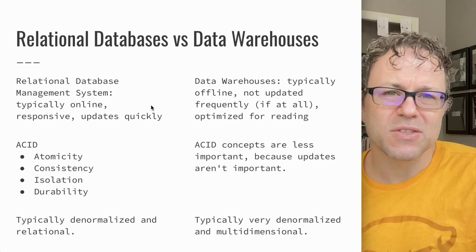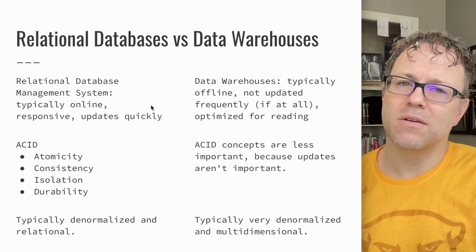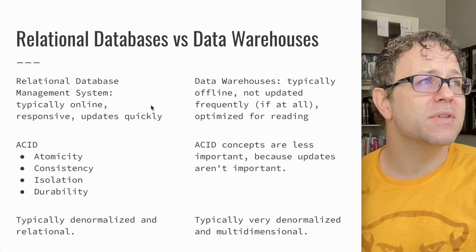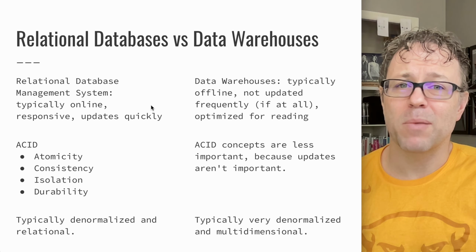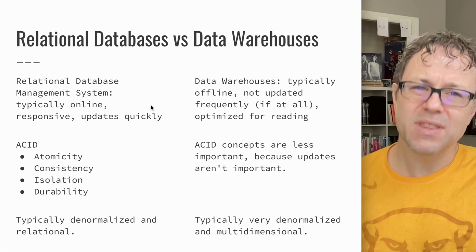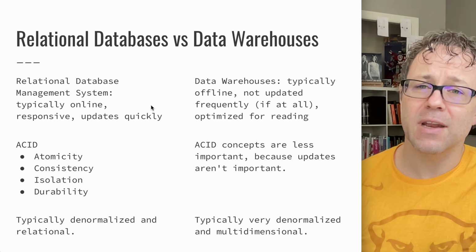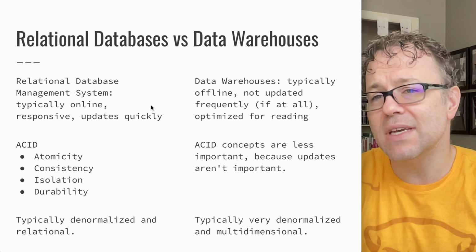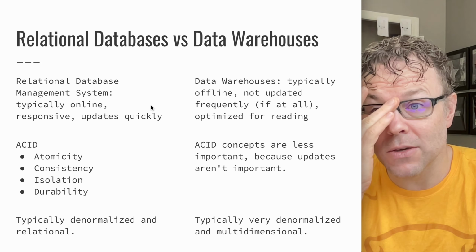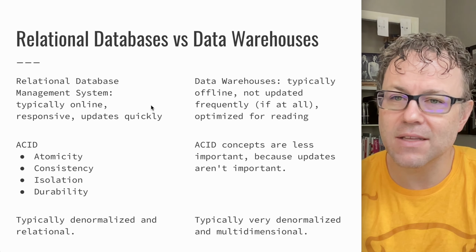Whereas a data warehouse is typically not something that's online, probably not updated frequently, if it's ever updated. Data warehouses are often populated with data dumps from a database, but these are optimized for reading. We want them to be really fast for all sorts of reading because we typically use them for reporting and analysis. So one thing that you'll see in relational databases is this ACID concept: atomicity, consistency, isolation, and durability.